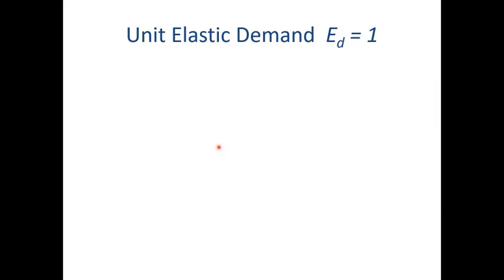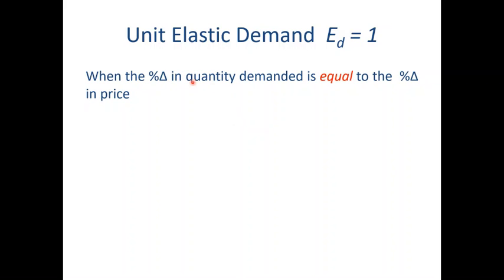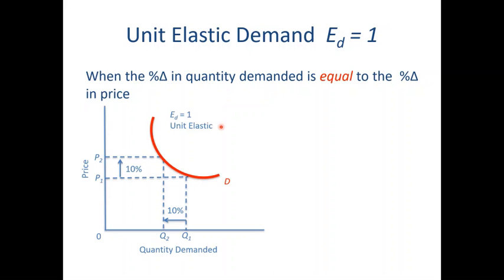So we have elastic demand, we have inelastic demand. Now here we have unit elastic demand. That is, elasticity is equal to 1. When would the result be equal to 1? When the numerator is equal to the denominator, meaning when the percentage change in quantity demanded is the same as the percentage change in price.